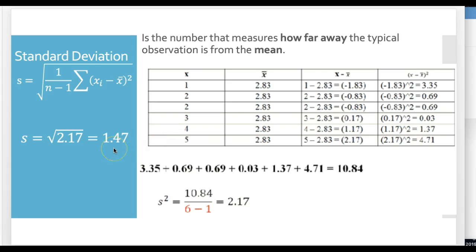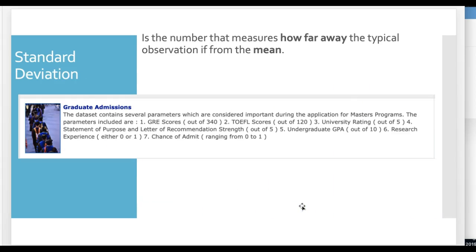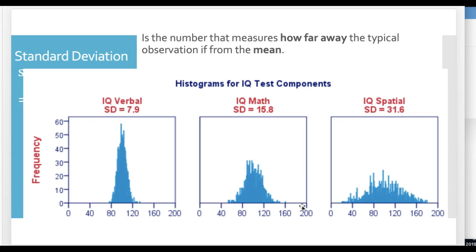So this 1.47 is how far away the typical number of siblings is from any response for number of siblings. Okay, so it's kind of a funky interpretation. So that's why we like to use the empirical rule, so we can get a better interpretation of this standard deviation.